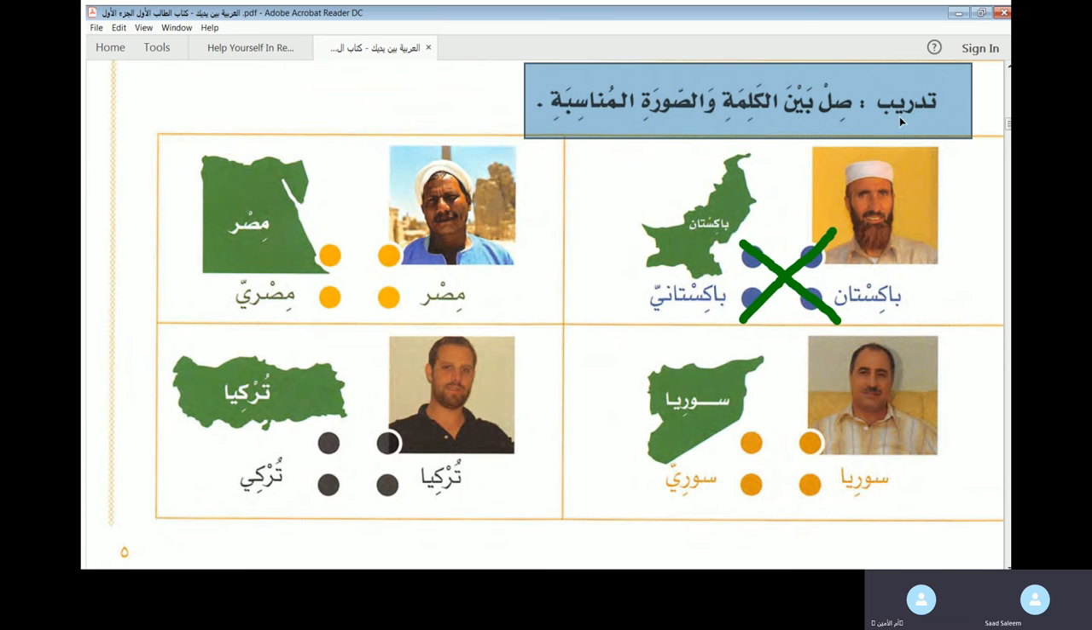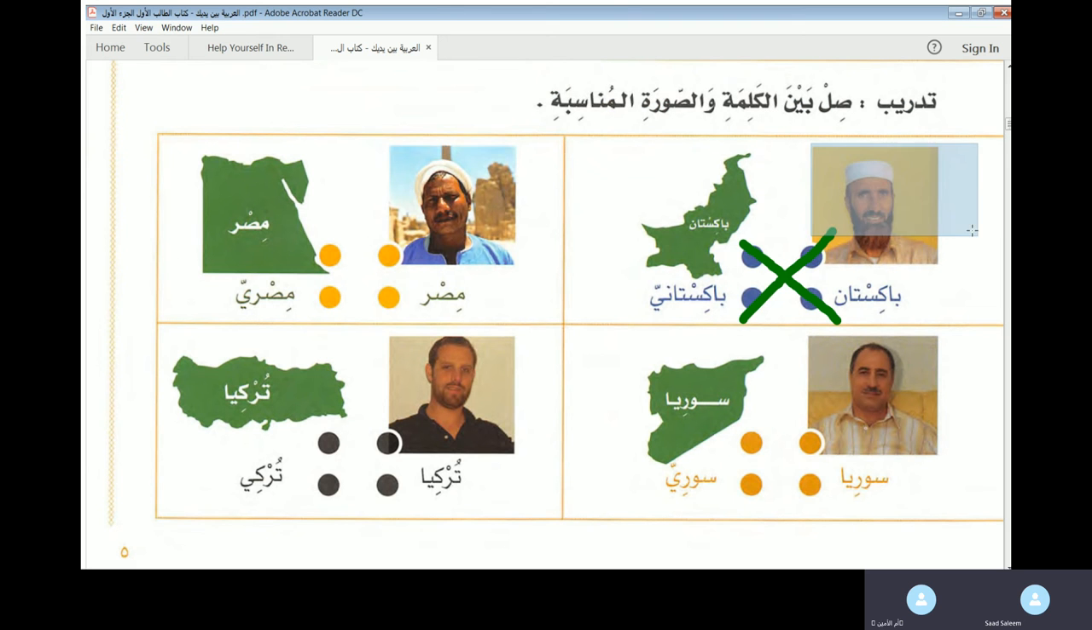Exercise. Sill means connect. Bayna, between. Al-kalima, the word. Wa, and. Al-sura, picture. Al-munasiba, appropriate. What is the meaning of this question? Connect between the words and pictures. Connect the word with the appropriate picture.